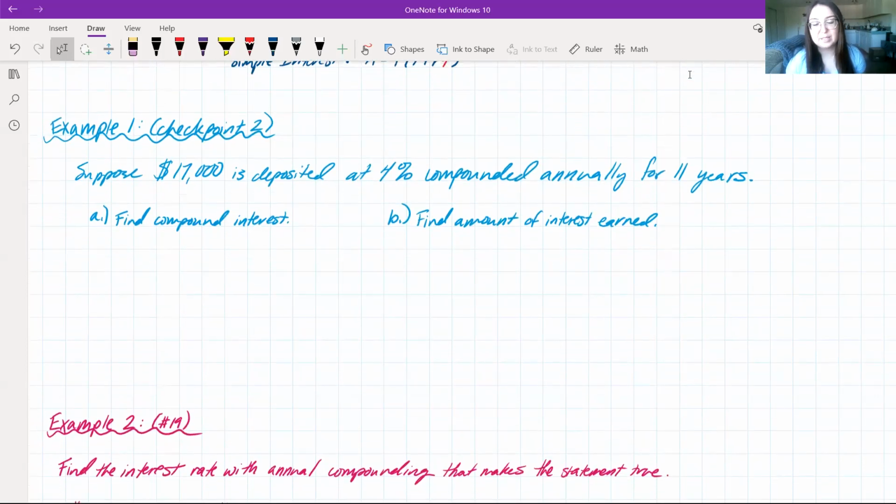All right, let's do our first example. This is going to be checkpoint 2 in your book. Suppose $17,000 is deposited at 4% compounded annually for 11 years. We want to find the compound interest.